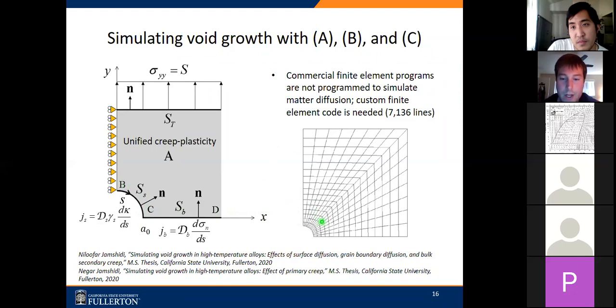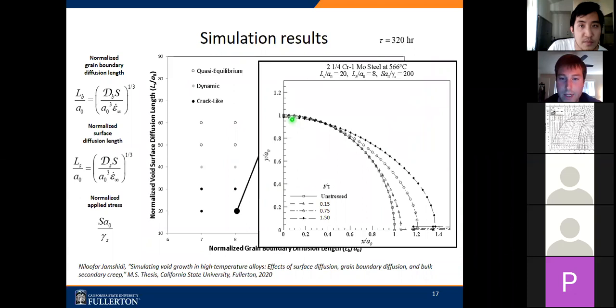So we didn't actually simulate propagation as much as void growth. I guess you could consider this to be a kind of crack propagation, or you could consider it to be just the growth of that void. So we didn't, for example, do any element separation at the grain boundary. We didn't have it physically rupture. We just had the void grow over time.